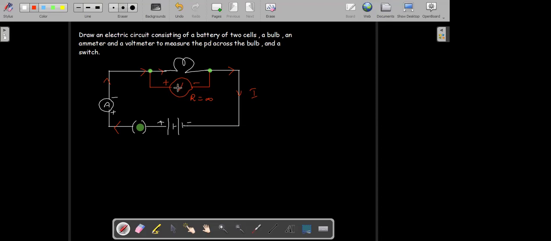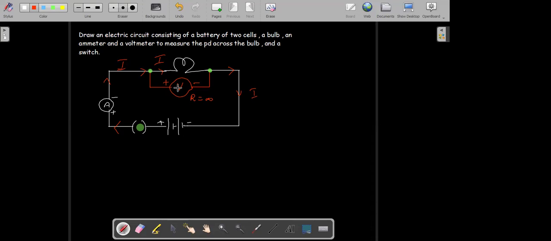Some part of it will try to flow through the voltmeter, and some part will try to flow through the bulb. But since the voltmeter has infinite resistance, a negligible current flows through it. However, real voltmeters do not have infinite resistance; the resistances are very high, but not infinite. So a very small current flows through the voltmeter, just sufficient to run the voltmeter. Otherwise, no extra current flows through it. For all practical purposes, we assume that whatever current is coming passes through the bulb, not through the voltmeter.